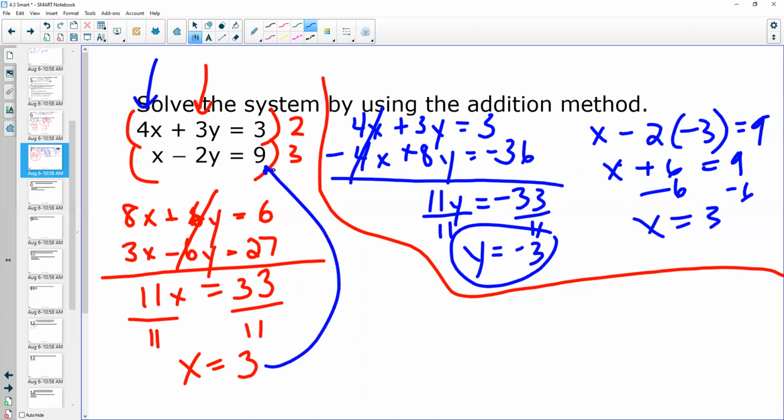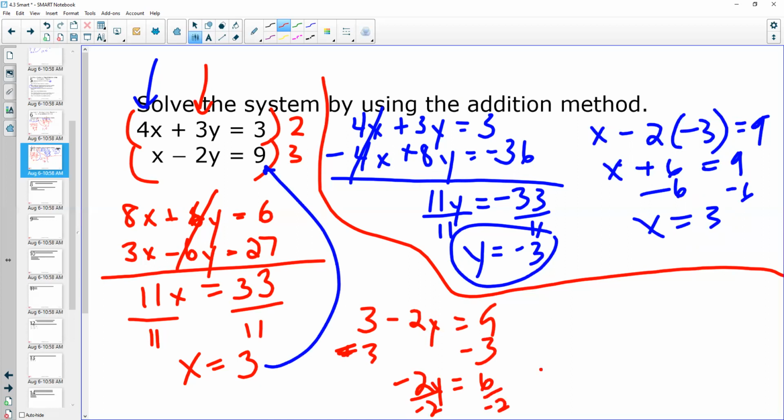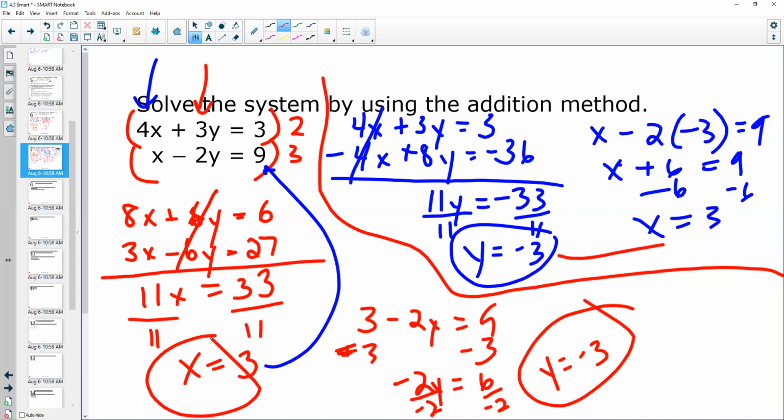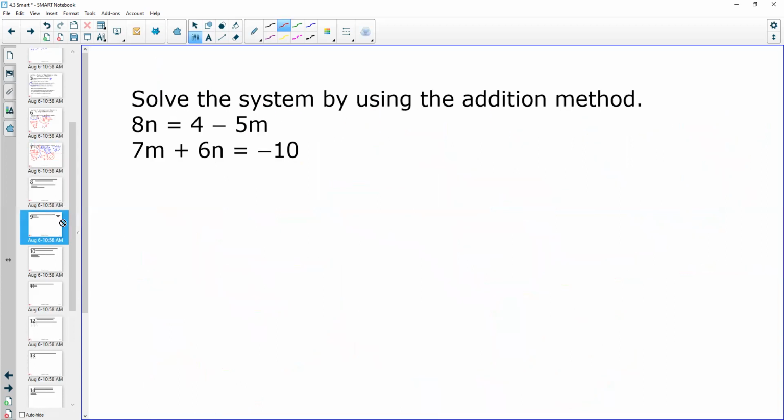So now I'm going to put that 3 back in. And this time I can actually put it in for x. So I get x minus 2y equals 9 plus, minus 3. I get -2y equals 6 divided by -2. y equals -3. So you can see both ways, same answer. Doesn't matter. Matters that you try one. Try both. See which one is preferable to you.